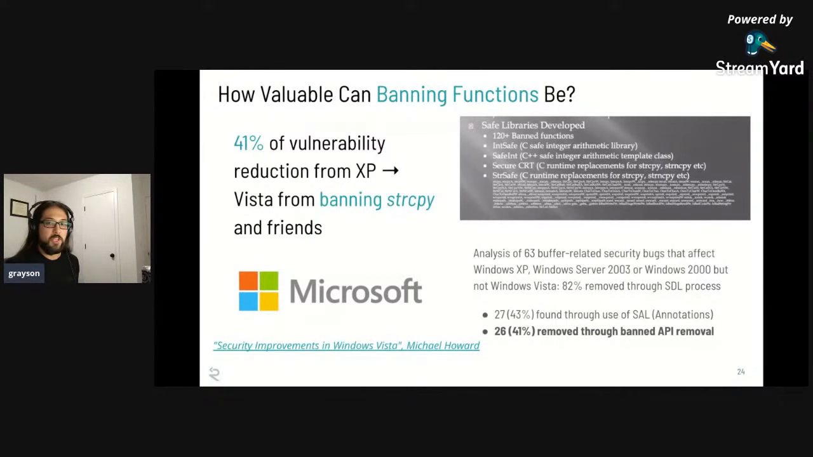So how about some data? Other people are doing it. Is there any sort of quantitative evidence about this? Microsoft published this blog, I think in 2018 or 2019, reflecting on some of the stuff that they've done in the past. And one of the really interesting data points that came out from it was that 41% of vulnerabilities were reduced in the transition from XP to Vista just by banning strcpy and its friends, the other dangerous, low-level functions there, which is pretty huge. 41% is non-trivial. I would be thrilled if I didn't have to worry about 41% of my vulnerabilities.